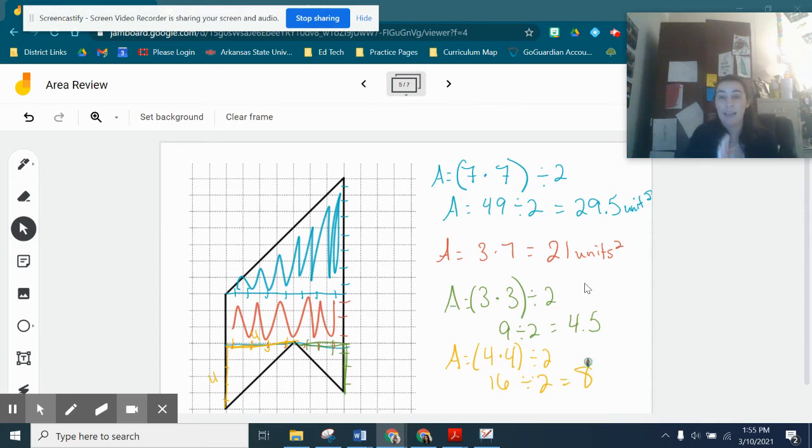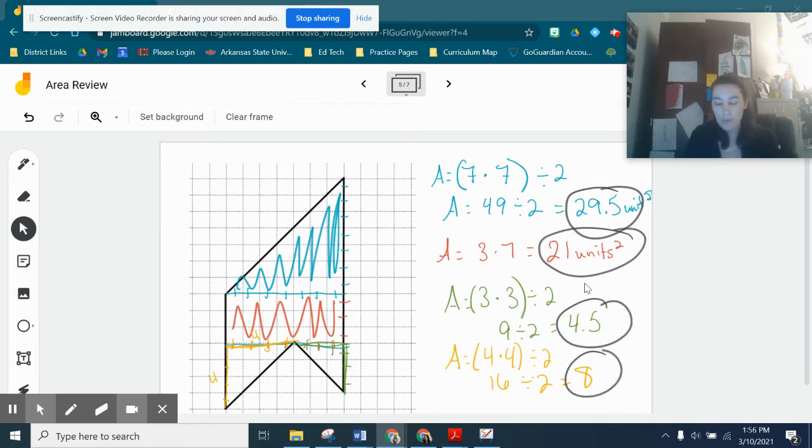Do not forget, the very last thing is you have to total all of that. So we have 29 and a half, 21, 4.5, and 8. If I add those together, this 29 and 21 is going to make 50. This half right here is going to make 51 plus that 4. And you can use a calculator. I'm just going to do it in my head. It's 55 plus the 8 is 63. So 63 units squared.